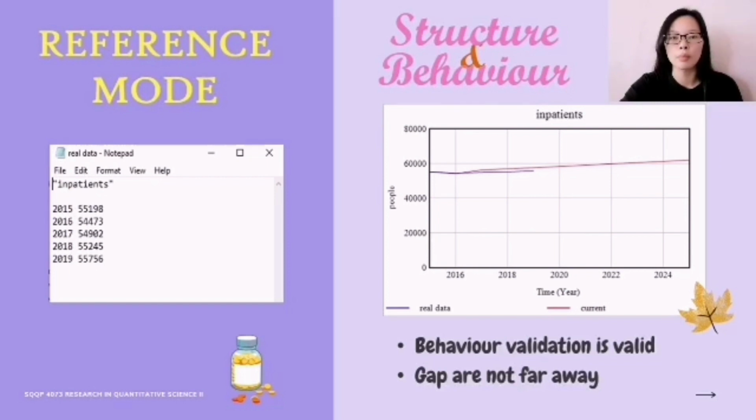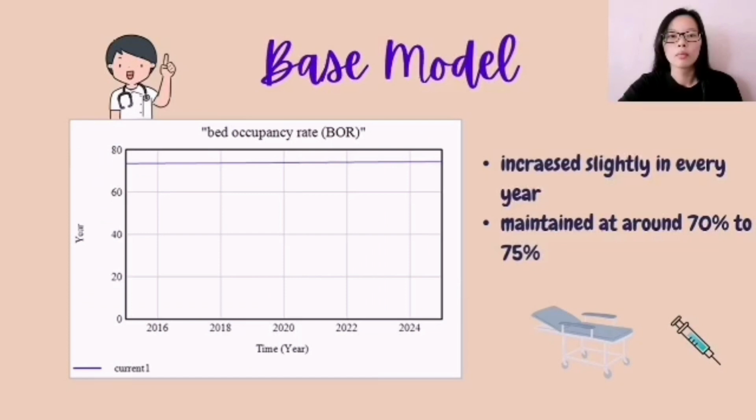Now I will continue the presentation with the reference mode. Our group has used the inpatient as our reference mode, and this historical data we obtained from the official website of University of Malaya Medical Center, UMC. We will use this reference mode to determine the behavior validation of our model. Based on the graph on the right hand side, we can conclude that the behavior validation of our model is valid because the gap between the simulation data and the real data is not far. And next is the base model.